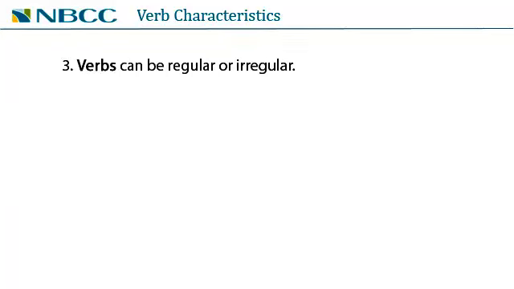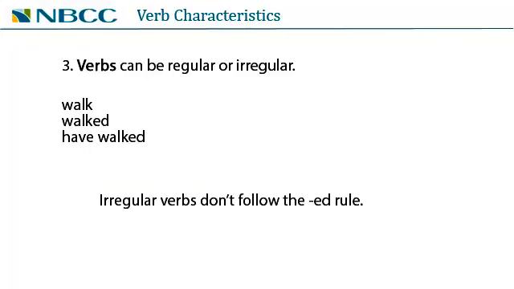A third characteristic of verbs is that some are regular and some are irregular. Most verbs are regular and you add an ed ending to make forms in the past. For example, walk becomes walked or have walked. Irregular verbs don't follow this rule. Irregular verbs are words like go, which becomes went, and have gone.